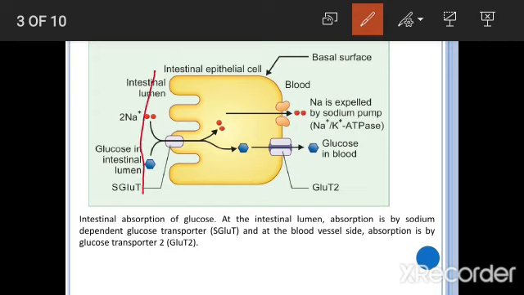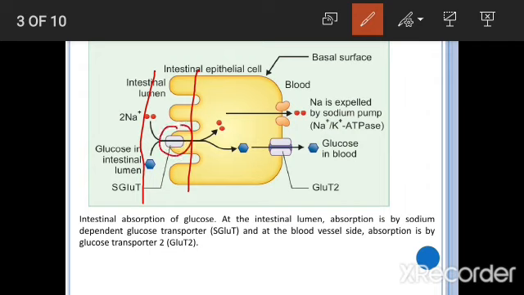So this is the intestinal lumen and this is the intestinal epithelial cell. The absorption of glucose from the intestinal lumen into the intestinal epithelial cell is with the help of a carrier known as sodium dependent glucose transporter 1. This sodium dependent glucose transporter 1 has 2 binding sites, one for the sodium and the other for glucose. So you can see 2 binding sites.